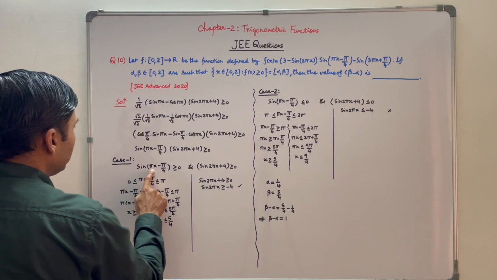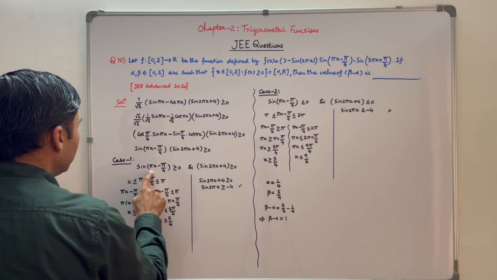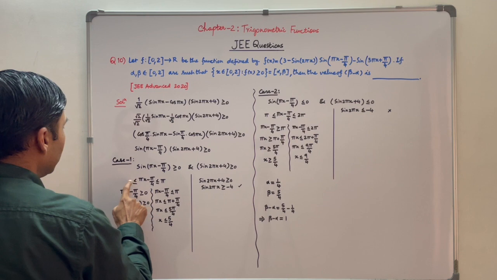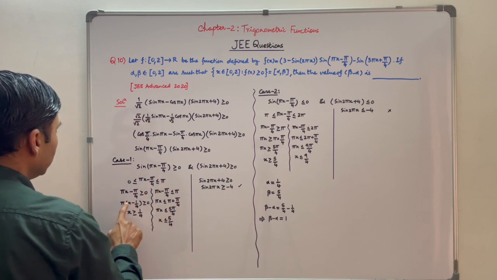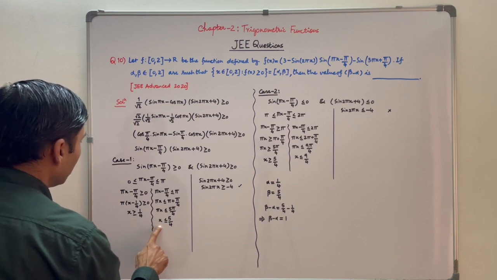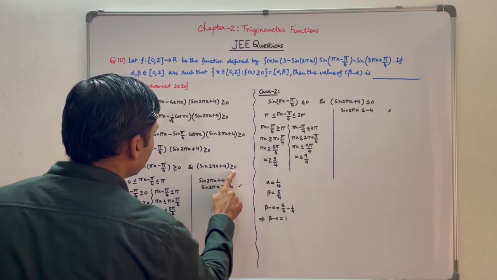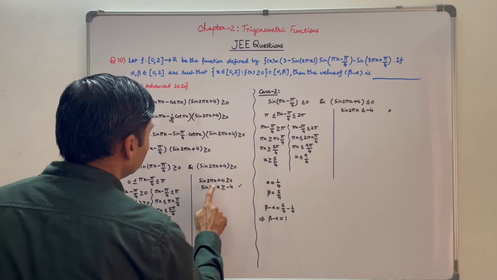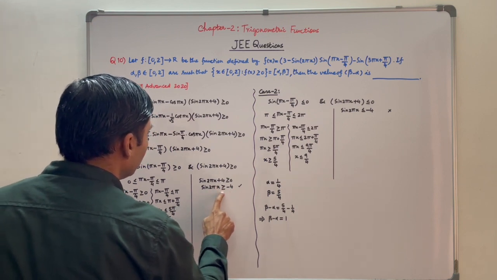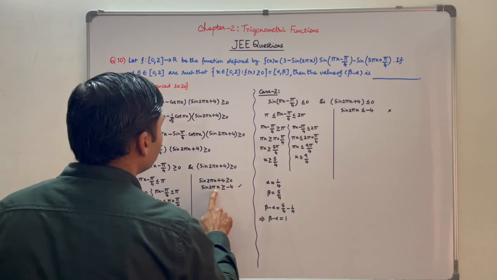Sine pi x minus pi by 4 is greater than or equal to 0. We know that sine theta is positive in first and second quadrants. So pi x minus pi by 4 will lie between 0 and pi. This gives x is greater than or equal to 1 by 4 and x is less than or equal to 5 by 4. Sine 2 pi x plus 4 is greater than or equal to 0, or sine 2 pi x is greater than or equal to minus 4. We know that sine theta is greater than or equal to minus 1. So this is true, but this will not give any solution.